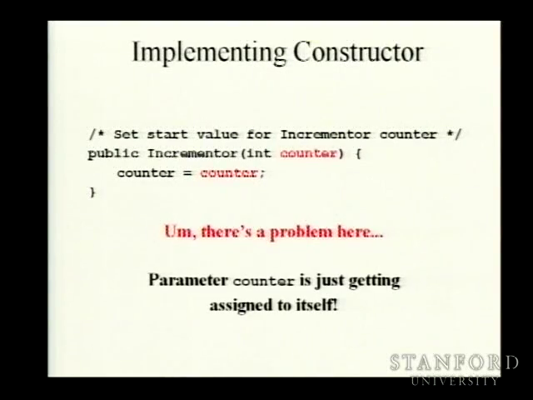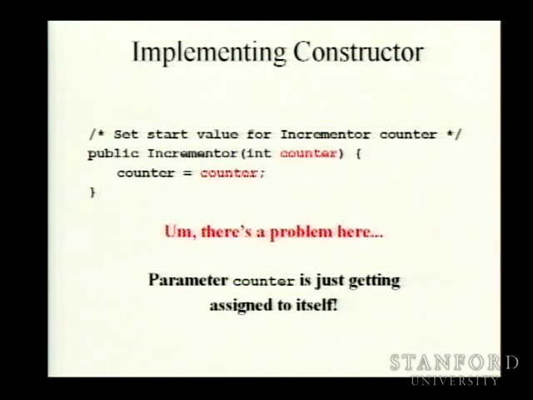So the problem here is that the parameter counter is actually getting assigned to itself. You're like, hey, counter here before was the instance variable. What's going on? If you have a parameter that has the same name as one of your instance variables, you get something called shadowing. What shadowing is: when I refer to some variable, the first place I look is, do I have any parameters or local variables that have that name? If I do, then that's what I'm referring to. If I don't have any parameters or local variables with that name, then I check to see if I have an instance variable with that name. So there's actually an order in which I check for these names.